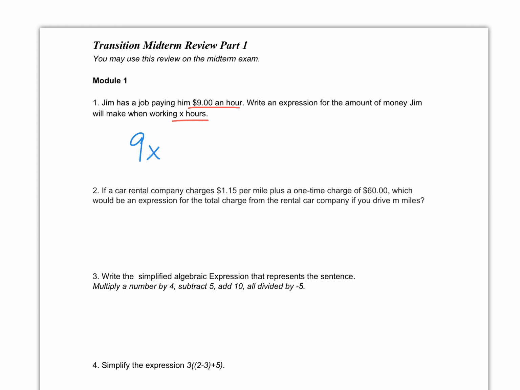Number 2, if a car rental company charges $1.15 per mile plus a one-time charge of $60, what would be an expression for the total charge from the rental car company if you drive M miles? So again, I want to highlight some important features here. I've got $1.15 per mile, that's a rate. I've got $60 as a one-time charge, and then my variable this time is going to be M. So I know the 1.15 is my rate, so I multiply that times the miles. And then I need to add that additional $60 as the one-time charge. And that would be our expression for number 2.